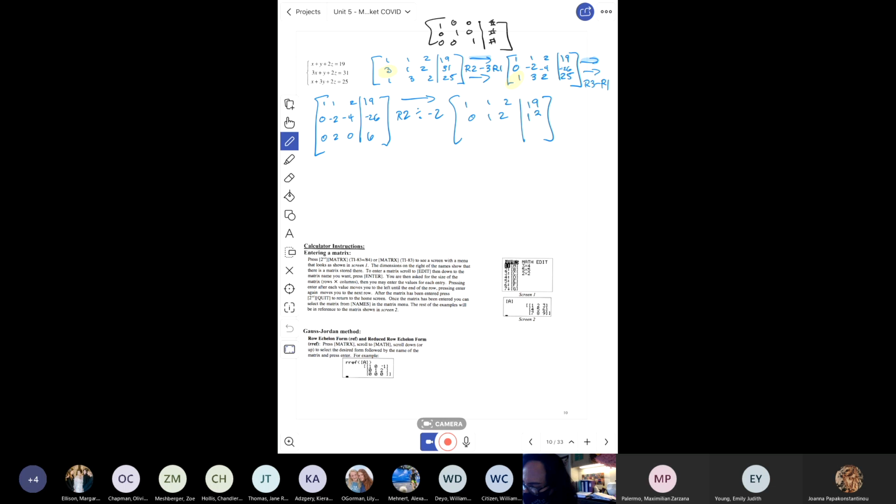Okay. What might I want to do to row 3? Okay. If you can work with smaller numbers, do it. Especially if you can get ones and zeros.